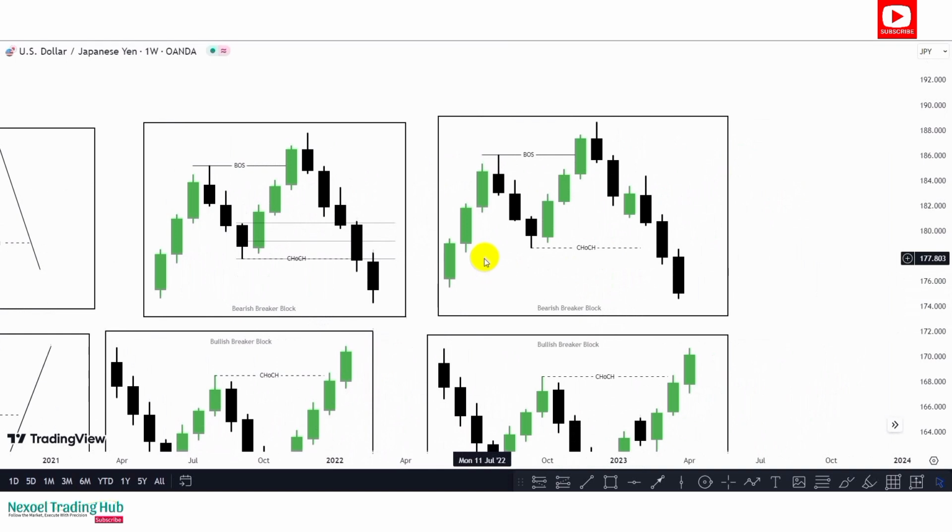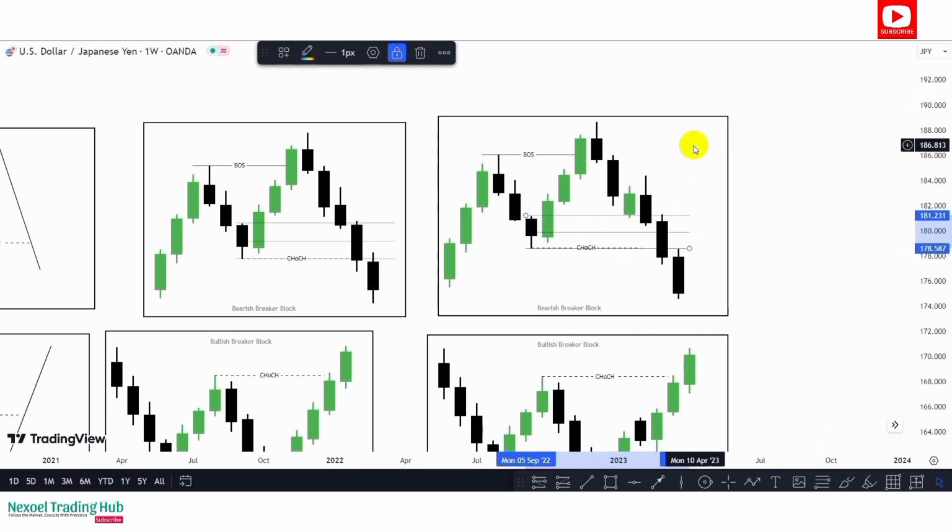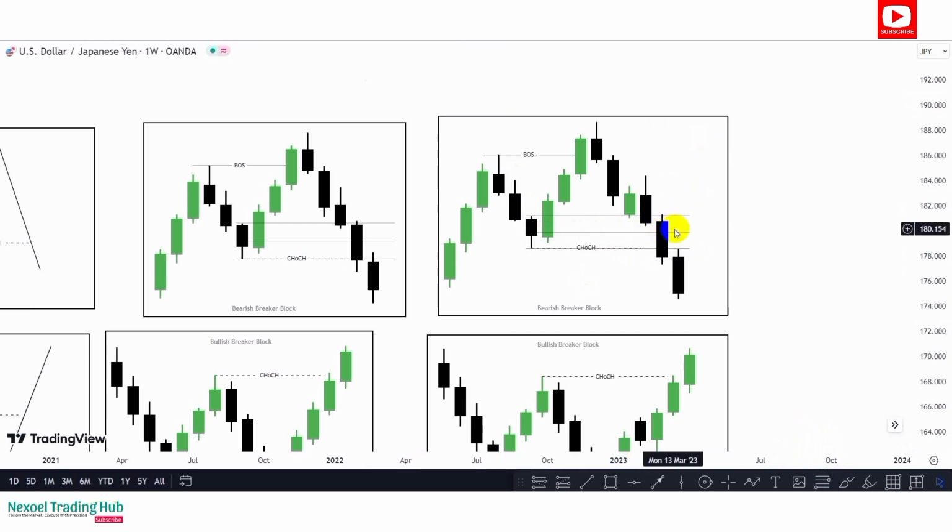Or this is what I'll be looking out for. Beside the breaker block, I would want to see an order block created beside the breaker block. Now you can see that we have this example. We have the fair value gap beside the breaker block, but before the fair value gap was created, before the sharp move to the downside, you can see price reacted at the order block and gave us this bullish move to the upside.